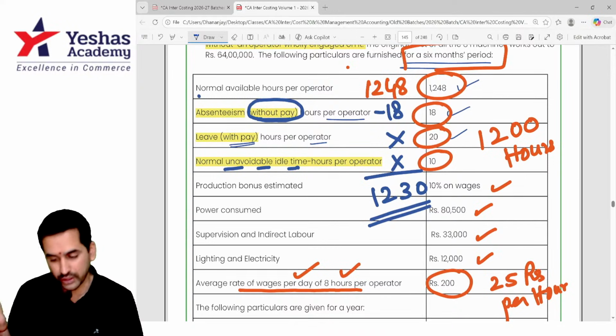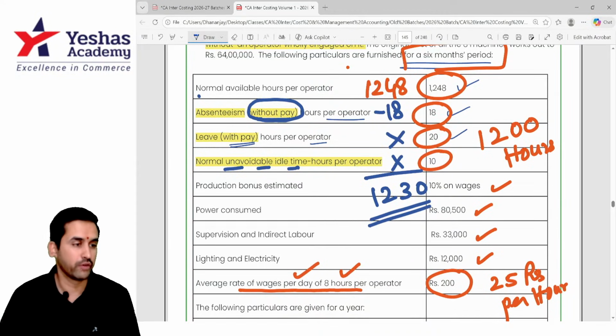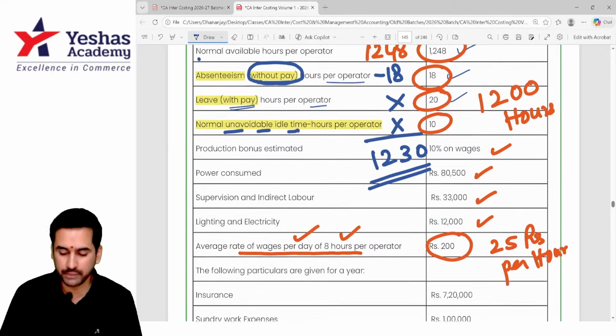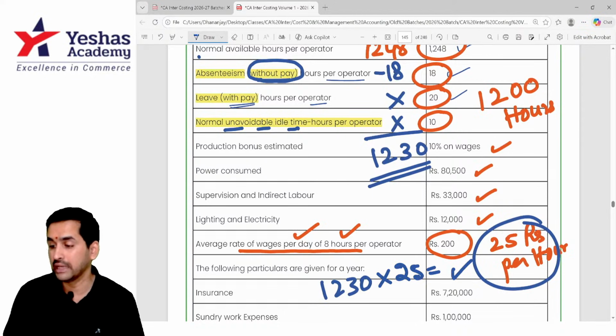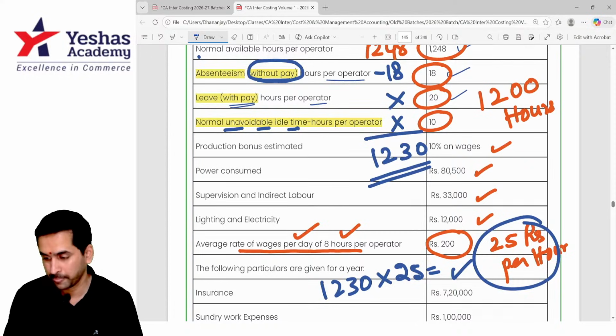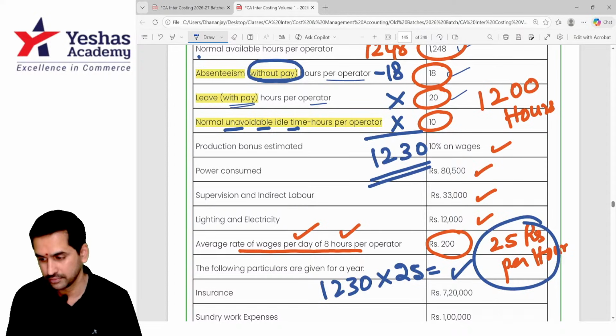Machine will work for 1200 hours. That was a different discussion. Salary will be paid for 1230 hours. And how much is the salary per hour? 25 rupee. That means if I do 1230 into 25, I will get to know total labor cost. Total labor cost. Did you understand? This will be my total labor cost.